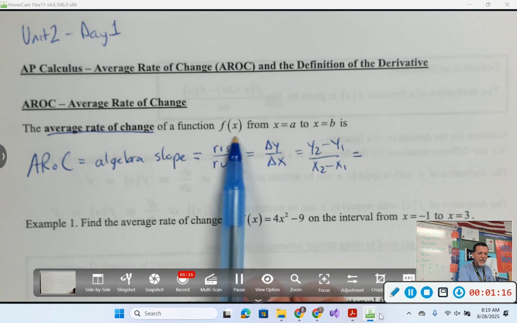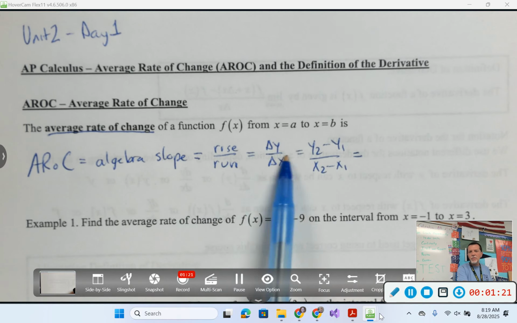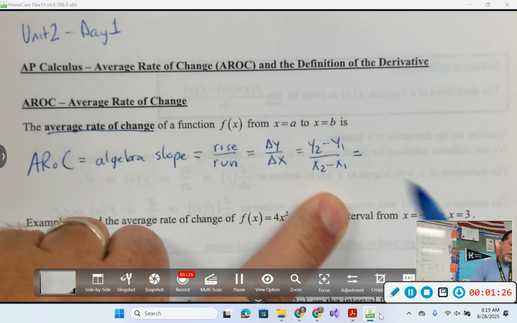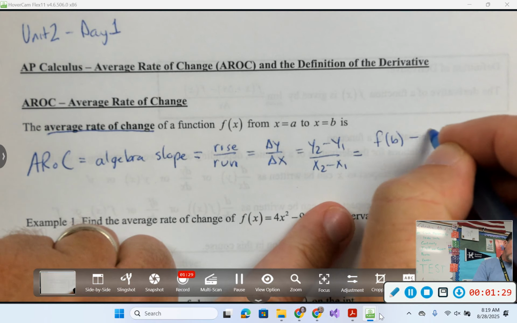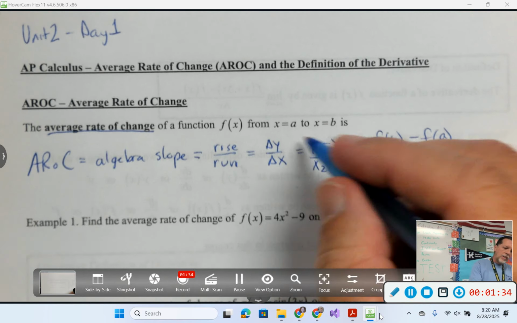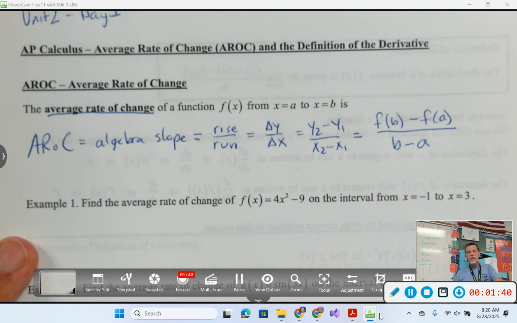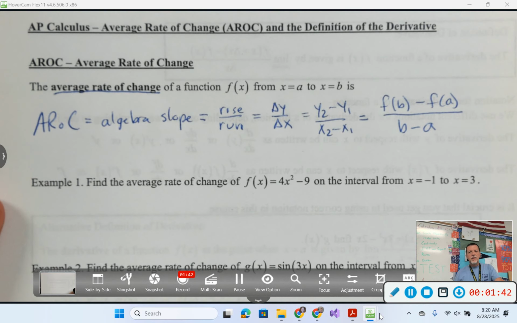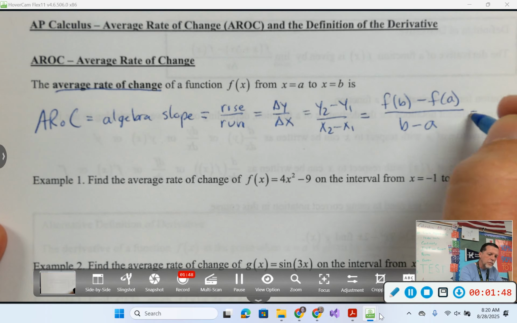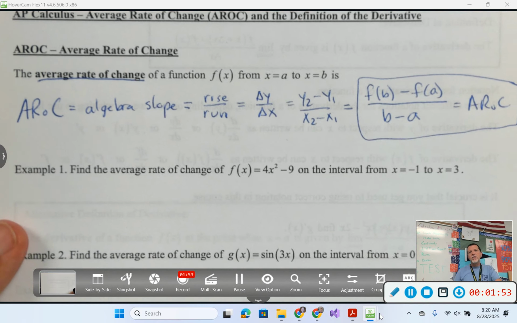Now, this specifically asks us for a function from A to B. So I want to do the same stuff, but I want to use function notation. So y is the f of, we'll do f of b minus f of a. So there's my change in y values. And the change in x values would be b minus a. Each of those statements is the same thing, but this is really the one we wanted to see, this one at the end. That looks fancier with the function notation on there.